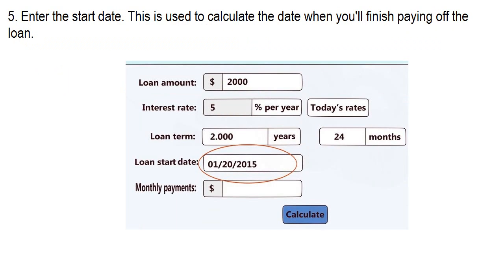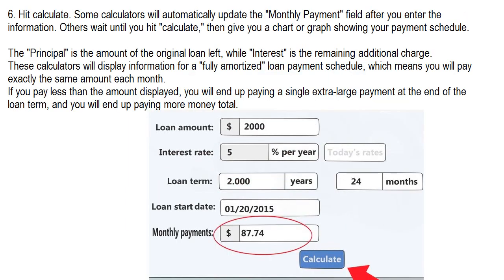5. Enter the start date. This is used to calculate the date when you'll finish paying off the loan. 6. Hit calculate. Some calculators will automatically update the monthly payment field after you enter the information. Others wait until you hit calculate, then give you a chart or graph showing your payment schedule.